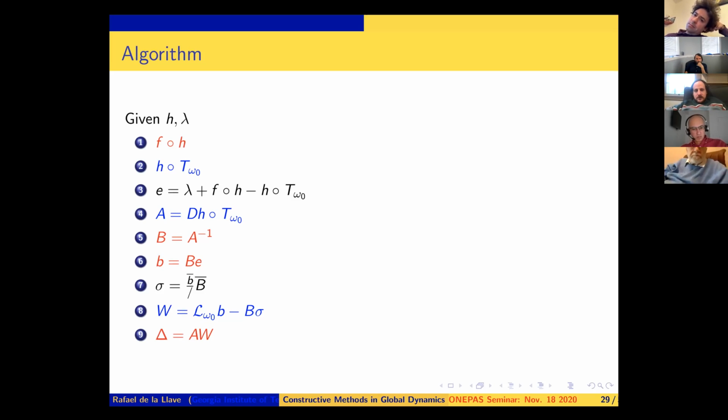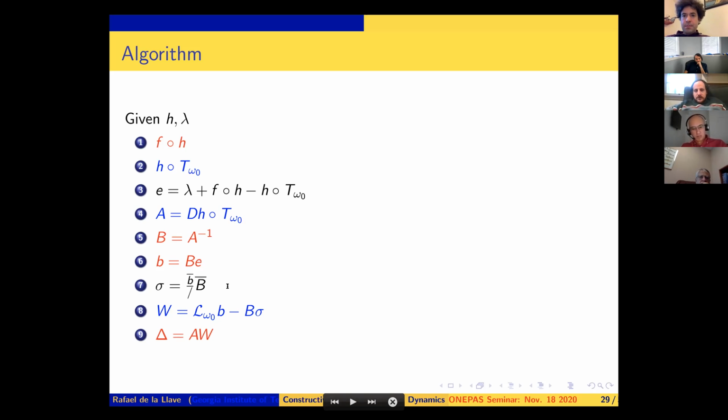All right, so there is another mistake. So the algorithm is basically you compute f composed with h, then you compute this, etc., then you compute this other, then you compute b, and then I put over here sigma, which should be b divided by b star, and then you solve the cohomology equation, and then you put delta, and then you have sigma.